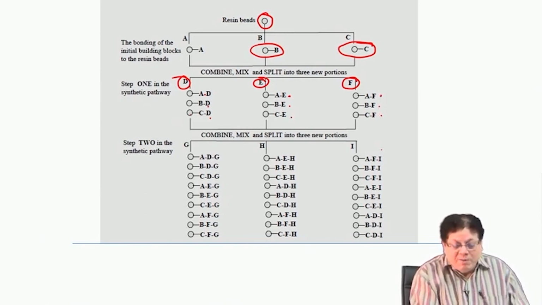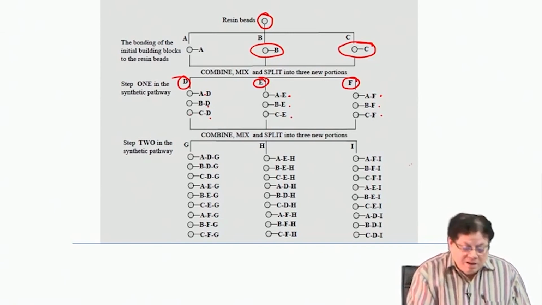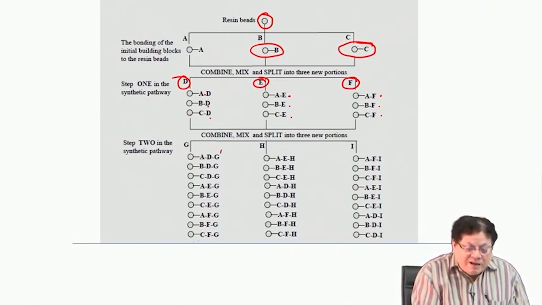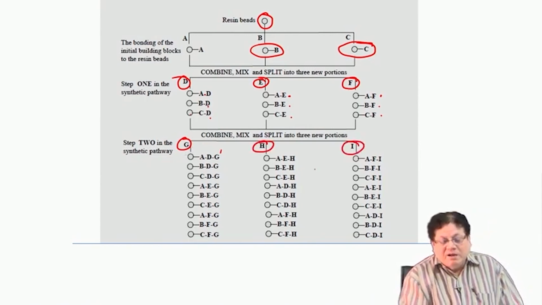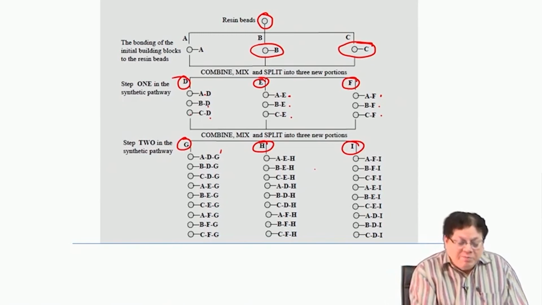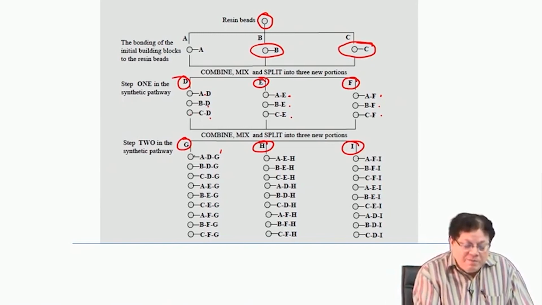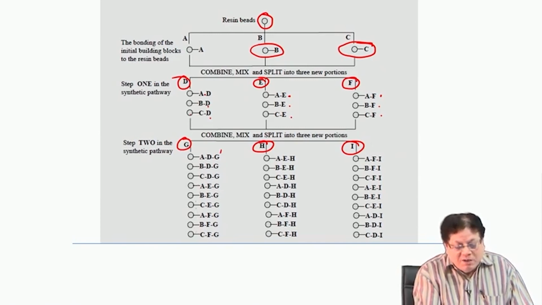Now, what you are doing, you have again split it into three pots and then add G. So, in one pot you are adding G, in the other pot you are adding H, and in the third one you are adding I. So, what will happen here? There will be 9 different compounds attached to the beads, attached to separate beads.